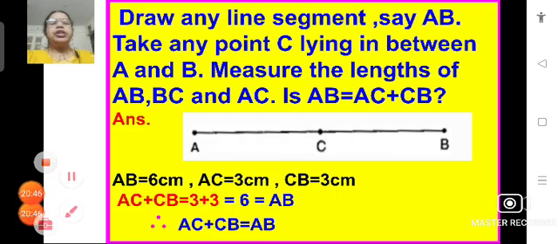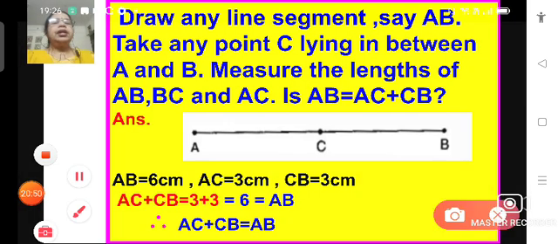Here we have one more question. Draw any line segment, say AB. Take any point C lying in between A and B. Measure the length of AB, BC and AC. Is AB equal to AC plus CB?